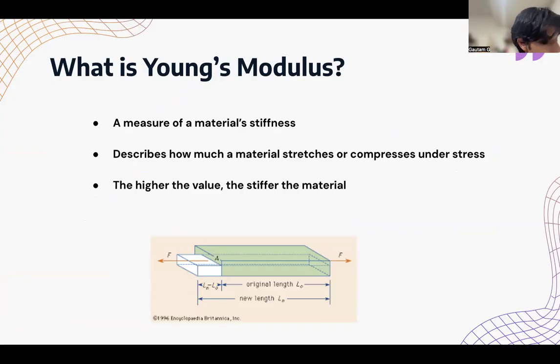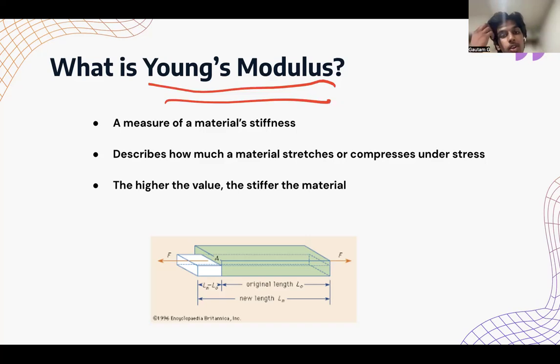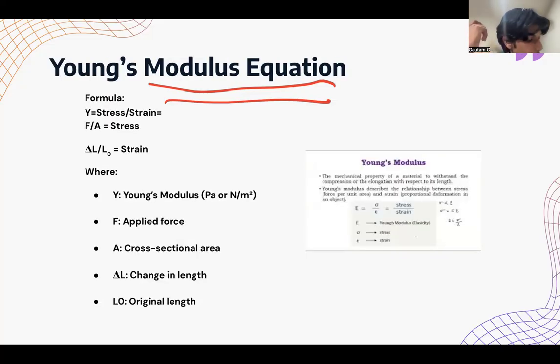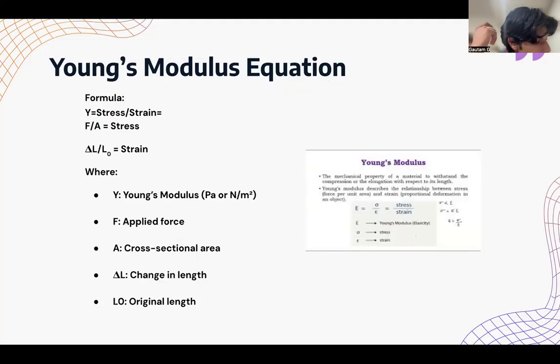So if you look at Young's modulus, it's a really fancy name for material stiffness of an object, right? The equation for Young's modulus is just stress over strain, right?